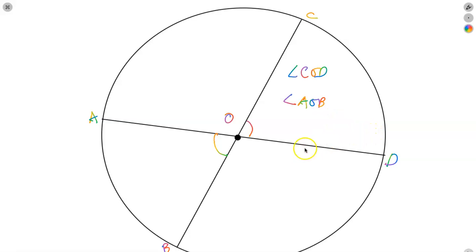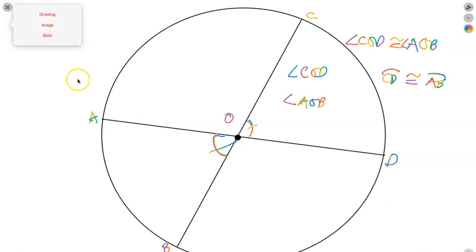Accordingly, if these two central angles are congruent, so angle COD is congruent. Please take note of the symbol for congruent. Angle COD is congruent to angle AOB. Then the intercepted arcs are also congruent. So arc CD is also congruent to arc AB. Similarly, if these two arcs here are congruent, then the corresponding central angles are also congruent. Okay, let's proceed to the next relationship.